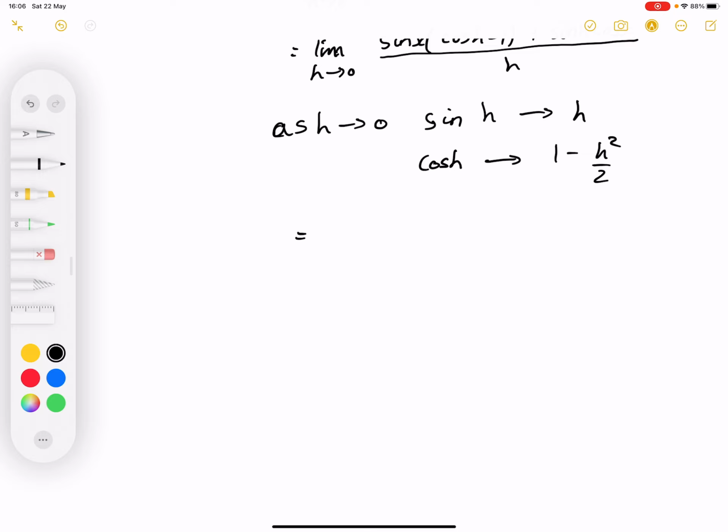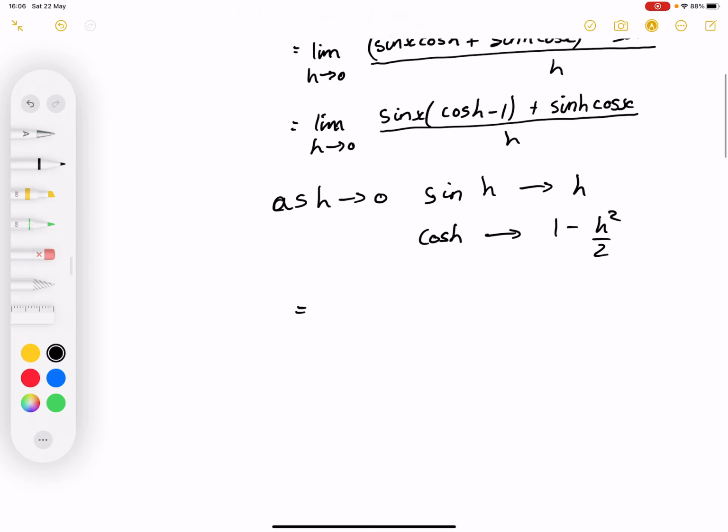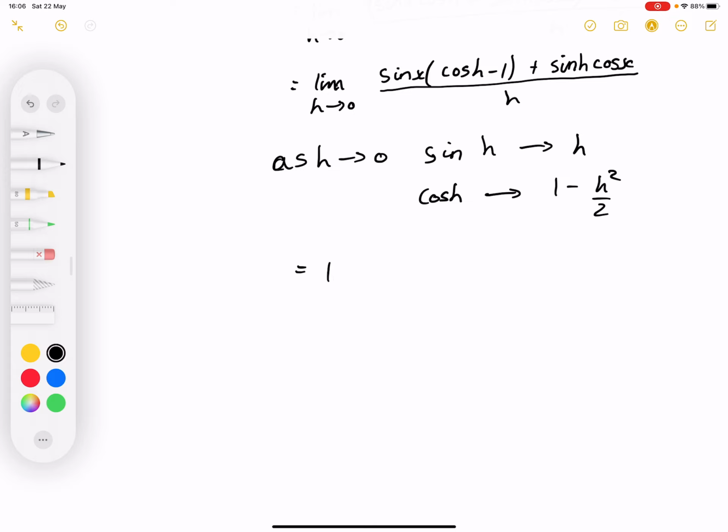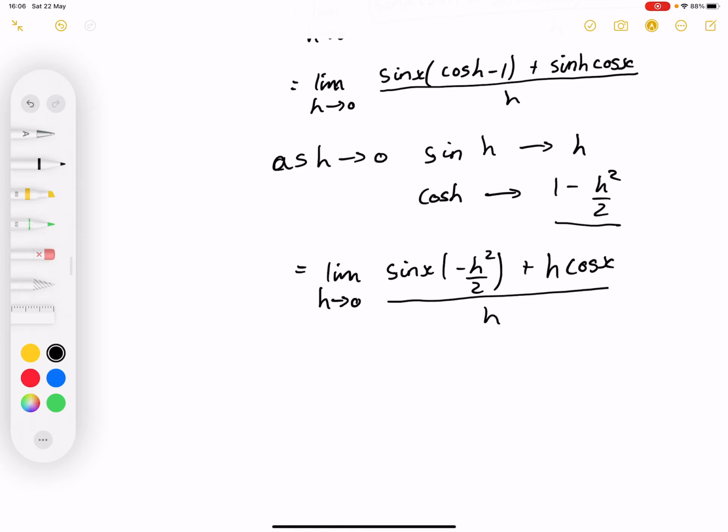So, this expression up here will be equal to the limit as h tends to 0 of sine x times, if we substitute our limit in here, the ones will cancel, and so we'll be left with minus h squared over 2 here, plus sine h will just tend to h, cos x, all over h.